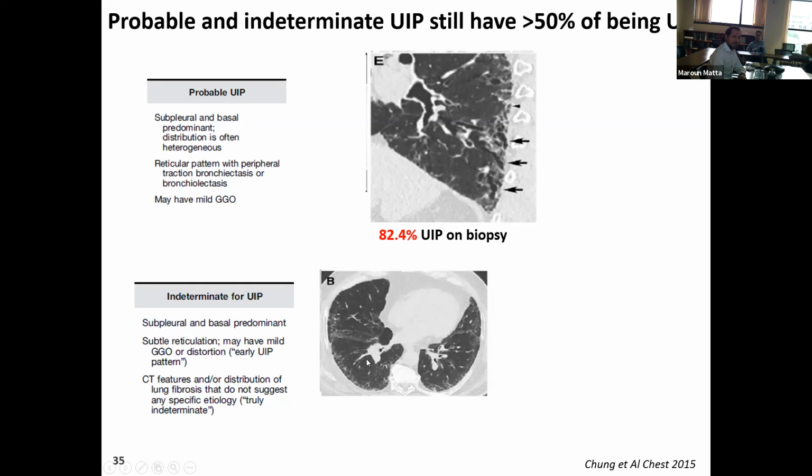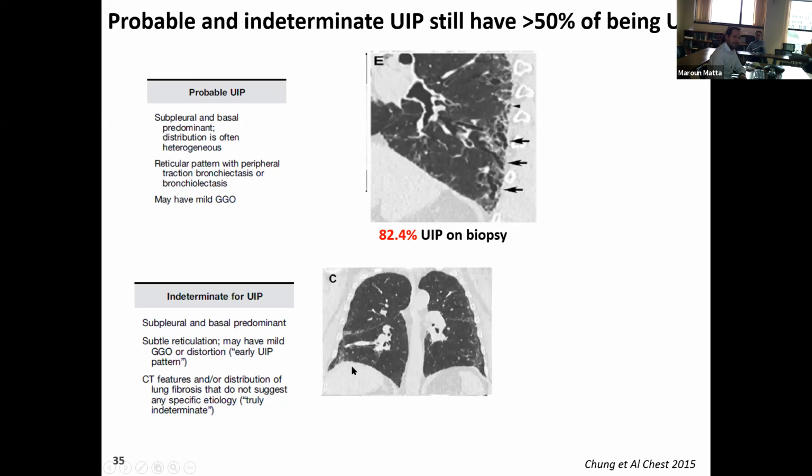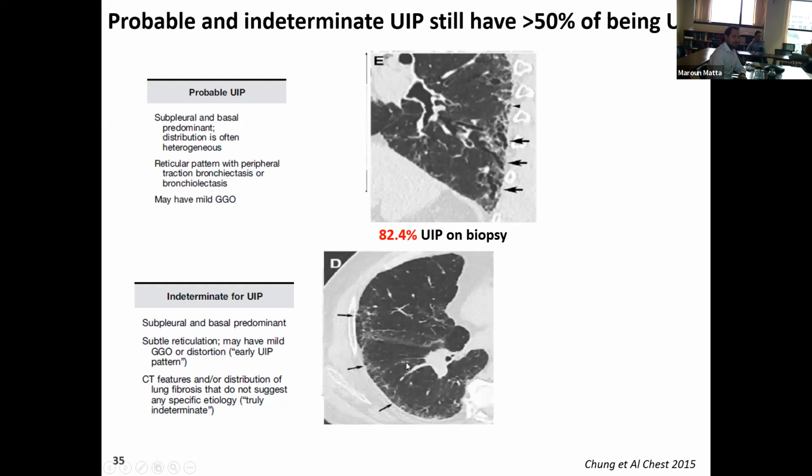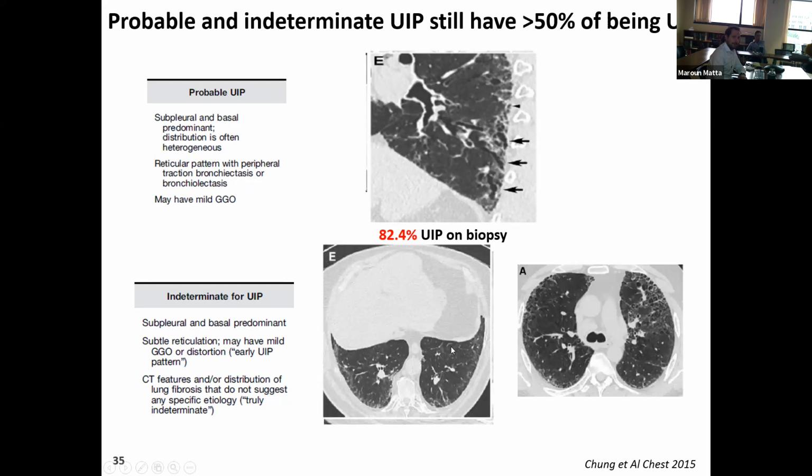So this would look something like this. It's still those little lines in here, and they're at the base, but you don't have bronchiolitis and you don't have the honeycombing. This is the indeterminate. This is early UIP aspect.